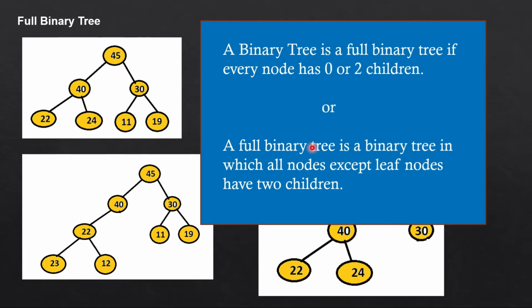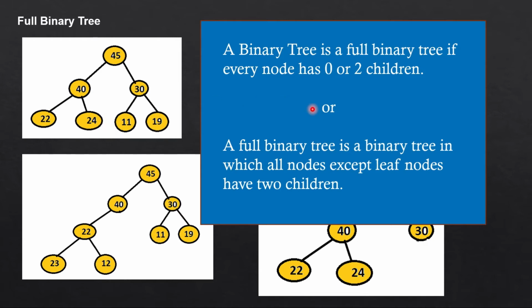Now coming to full binary tree, how will you identify that a tree is a full binary tree? A binary tree is a full binary tree if every node has 0 or 2 children. That means if you look here, this node has 2 children. This node also has 2 children. This also has the same. And these leaf nodes have 0 children. So you can see here each and every node has either 2 children or 0 children. So then it is called a full binary tree.